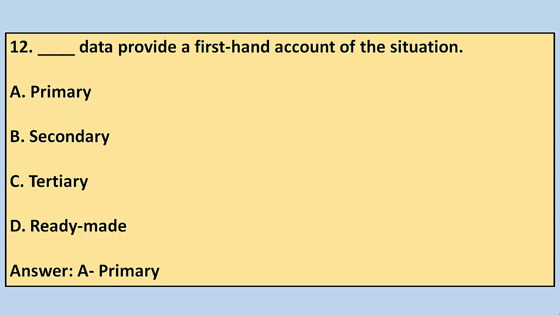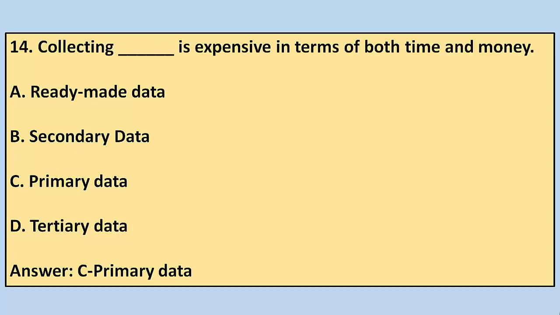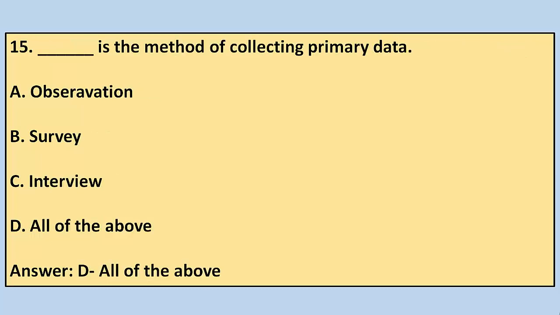Dash data provide a first-hand account of the situation. A. primary, B. secondary, C. tertiary and D. ready-made. Answer is A. primary. The information is more reliable in A. primary data, B. secondary data, C. tertiary data and D. ready-made data. Answer is A. primary data. Collecting dash is expensive in terms of both time and money. A. ready-made data, B. secondary data, C. primary data and D. tertiary data. Answer is C. primary data.